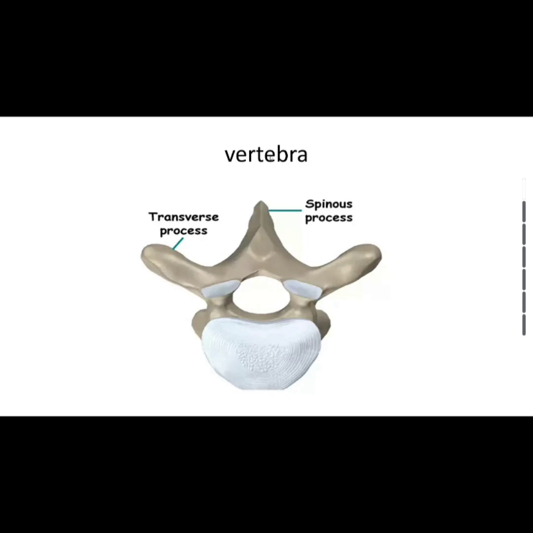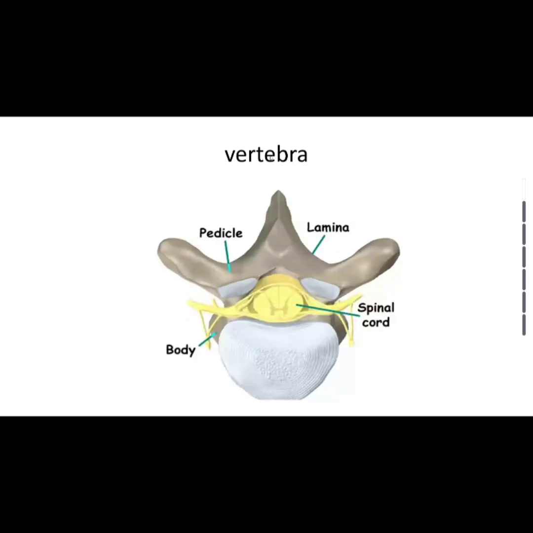And then you can see the spinal cord there where it passes through. You can see the lamina, the pedicle, the body, and the intervertebral disc anteriorly. Basically, this is trying to show you the relationship of the spinal cord with the vertebra. You can see around the spinal cord are the coverings. Those are the meninges.